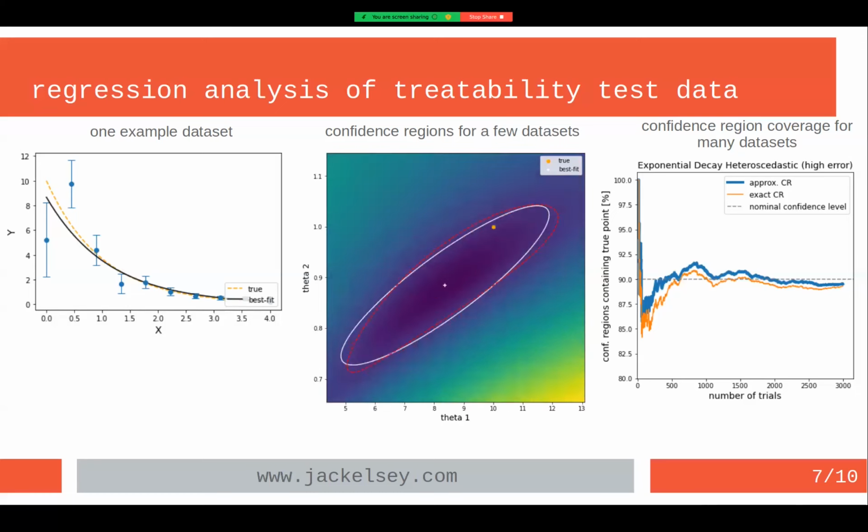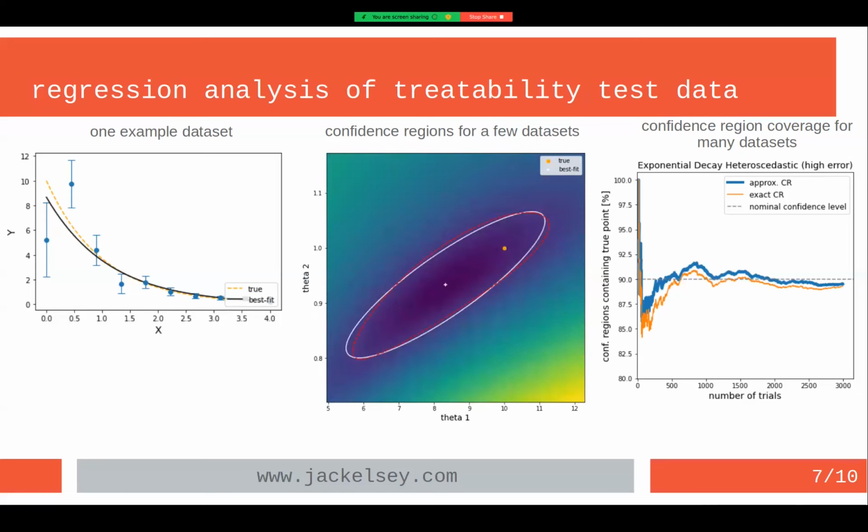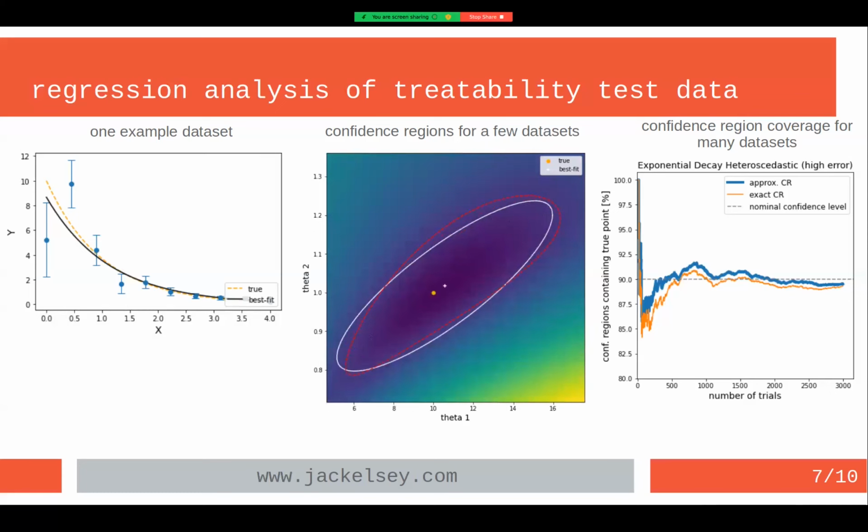You've probably heard of a confidence interval. With this method, you get confidence regions in parameter space, shown here as white ellipses. In this example, I've validated that 90% confidence regions actually contain the true parameter values 90% of the time.